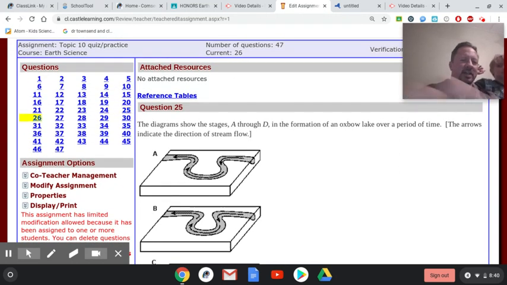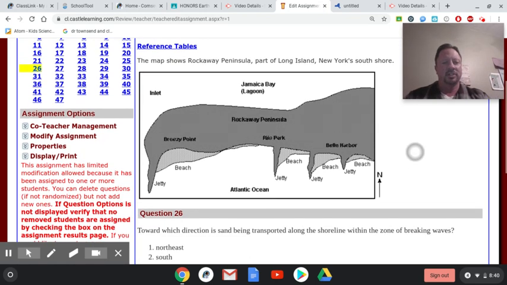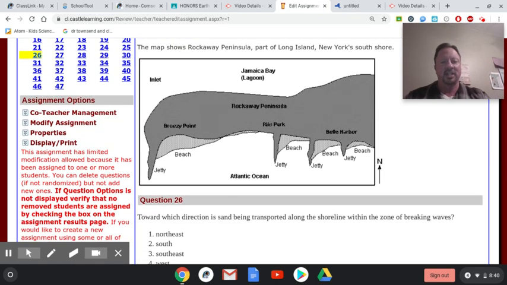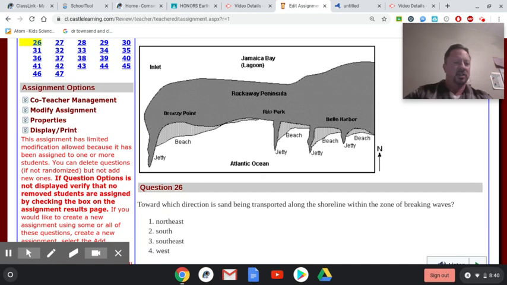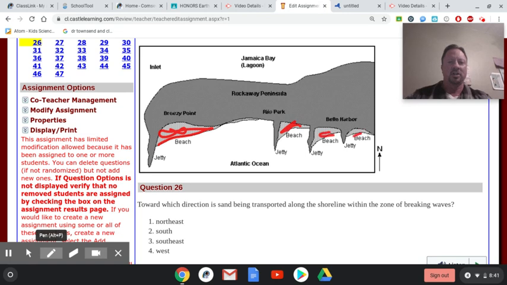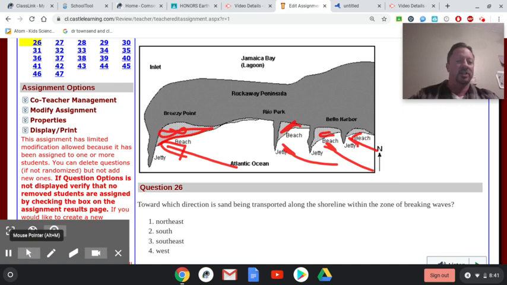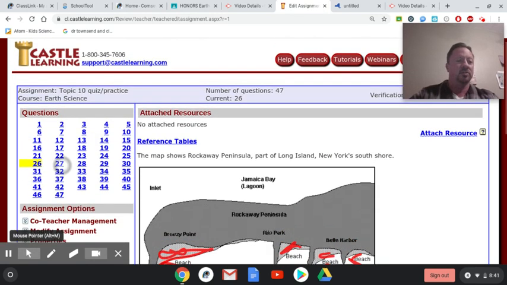Okay, 26. So 26, toward which direction is the sand being transported? Well, you see the sand is all here. That means the waves must be going in this direction. So the best answer would be west. I would say northwest if they had it, but they don't have northwest, so I'm just going to go with west. And west is definitely your answer. 27.